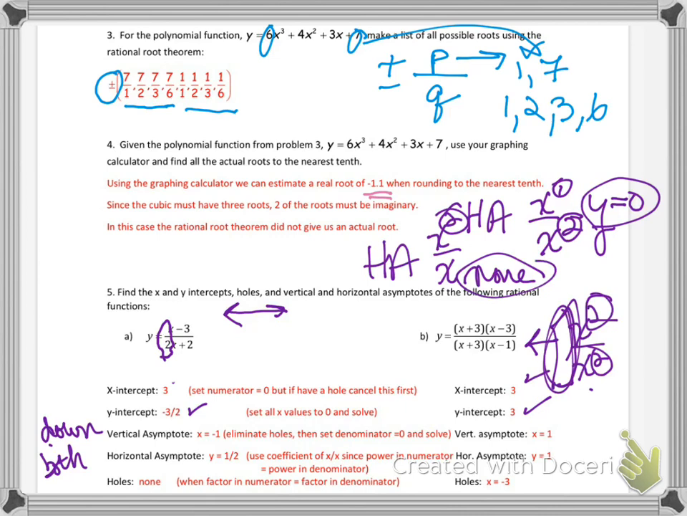Okay, and the last thing is holes. Holes are once you factor, when the factor in the numerator equals the factor in the denominator, that's a hole. So for this first one, there's no identical factors, so therefore there's no hole. Okay, for this next one, these are identical, so therefore set the identical piece equal to 0, so x will equal -3. That's where the hole is. Okay, so that completes this activity.